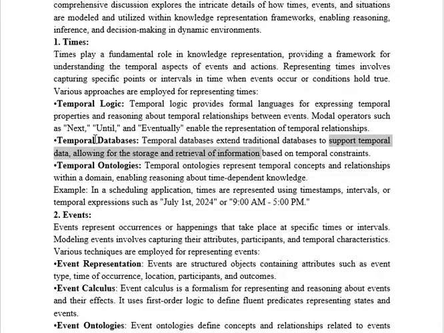And one more thing you have to remember is it will be allowing for the storage. Okay, this thing. Next, what is a temporal ontology? Temporal ontology represents temporal concepts and the relationships within a domain. So a particular task or a particular domain is there. To represent that, we will be using some temporal concepts and the relationships within a domain.